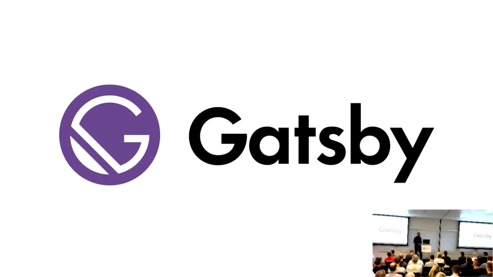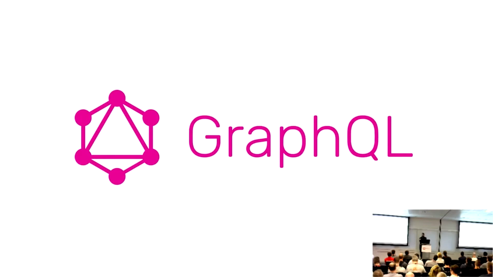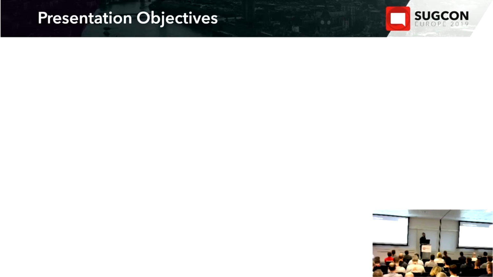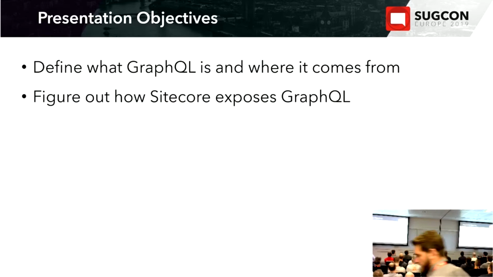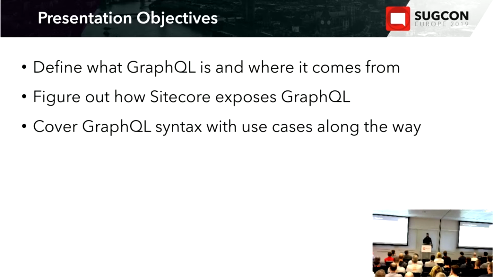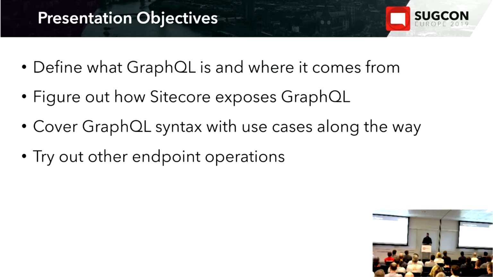I mentioned that story not because I'm going to be talking about Gatsby a lot in this presentation, but if something you're using can consume GraphQL, odds are you can do some pretty neat things with it. So it really brings us to what we're talking about today, and that's GraphQL, of course. Just some objectives before we get started. We're going to start by defining what GraphQL is and where it comes from. We'll figure out how Sitecore exposes GraphQL, cover some syntax and some use cases along the way. And then we'll try out some other endpoint operations.